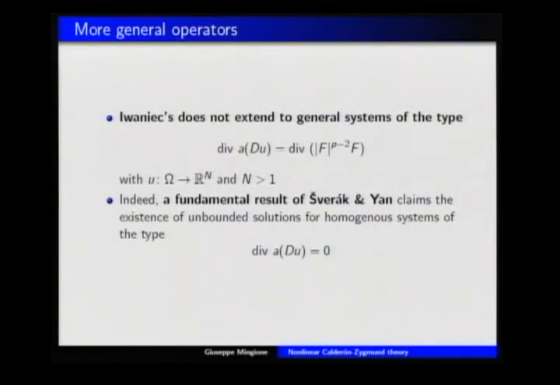Ivanets' result does not extend to systems. Why? Because it cannot, because there are counterexamples. When you go to general systems, you see that even when the right-hand side is zero, you can find examples of unbounded solutions. Here, the result would tell you that you would be almost in a Lipschitz case. But there are unbounded solutions, and just because systems are not regularizing operators. When you go to systems, the spreading of coordinates allows for a formation of singularities for very basic topological reasons.